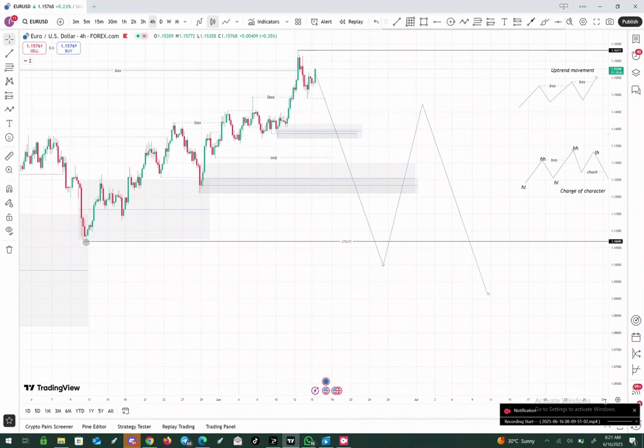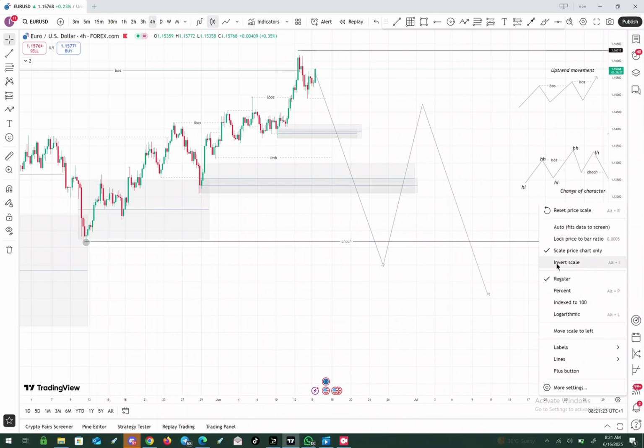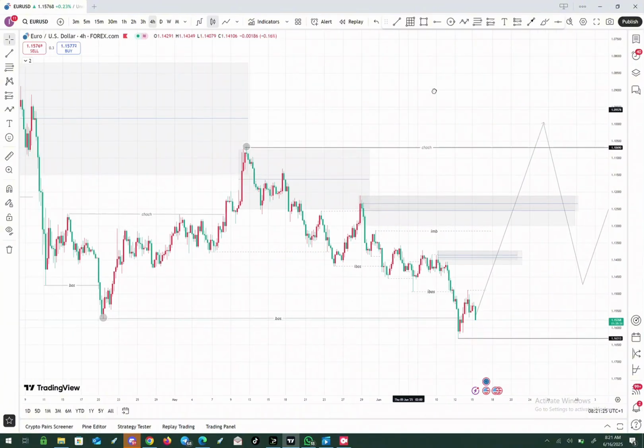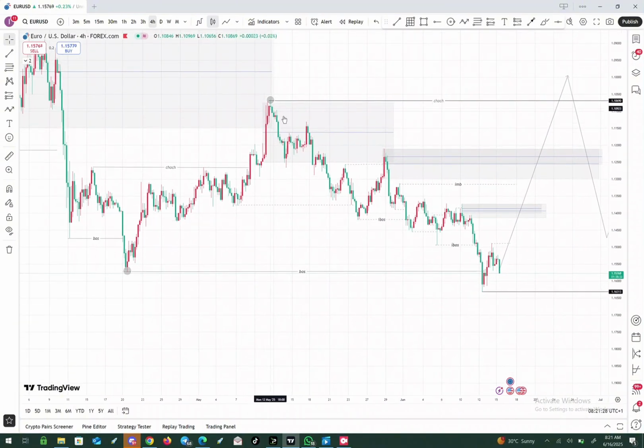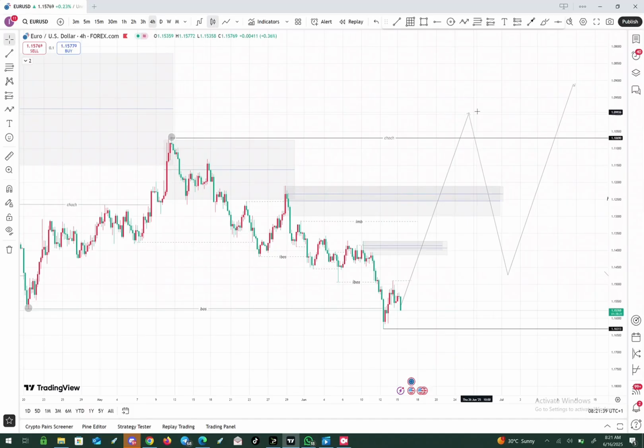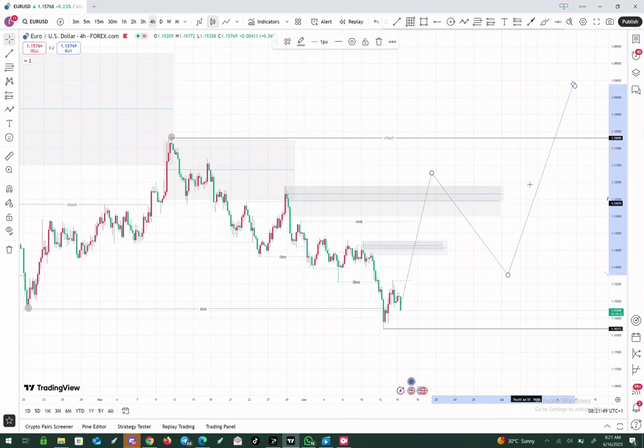Same thing with the downtrend, how the market moves in a downtrend. So this is a downtrend movement. From one point to another, price broke structure to the downside. Now we are expecting price to pull back into any of these zones, then continue its movement.